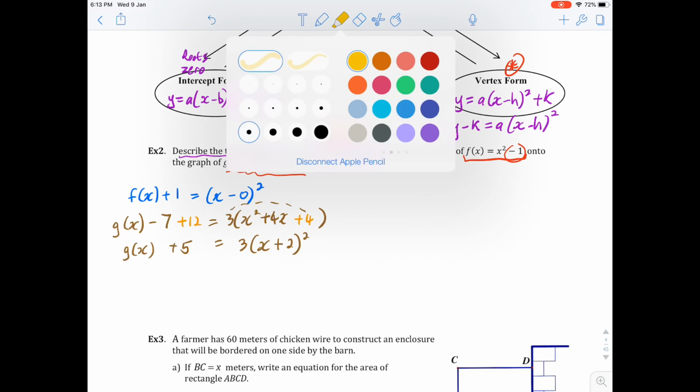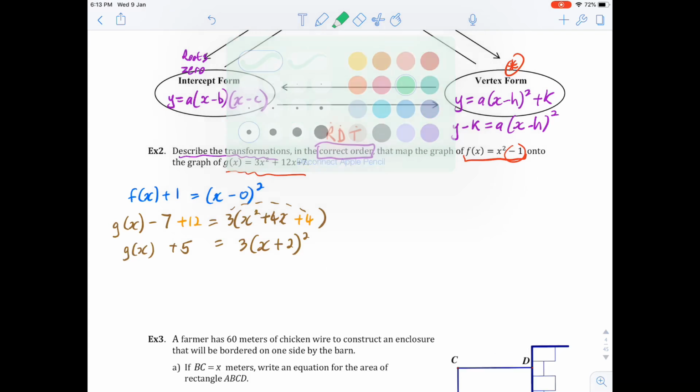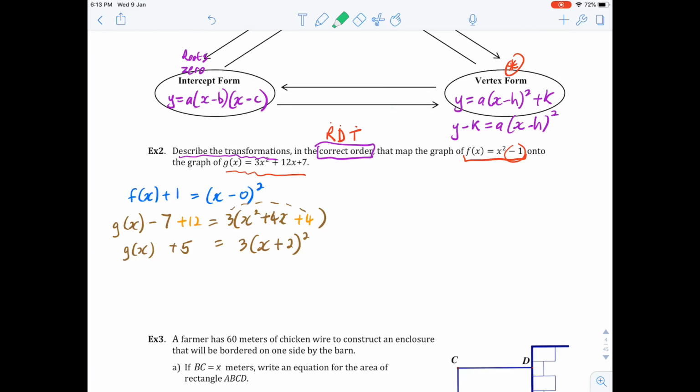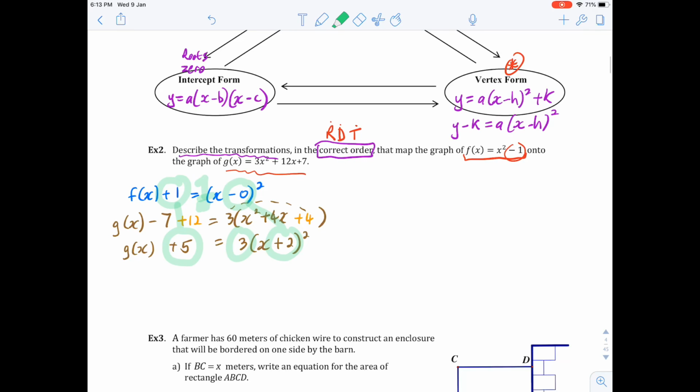And so now what we are able to do is look at our two graphs and compare the corresponding parts. So we had f of x plus 1 and we've got g of x plus 5. We have x minus 0 all squared, and we have x plus 2 all squared, and last but not least we have our a value, which isn't represented, of 1 versus an a value of 3. And so this should make it fairly clear what the transformations of the graph are.